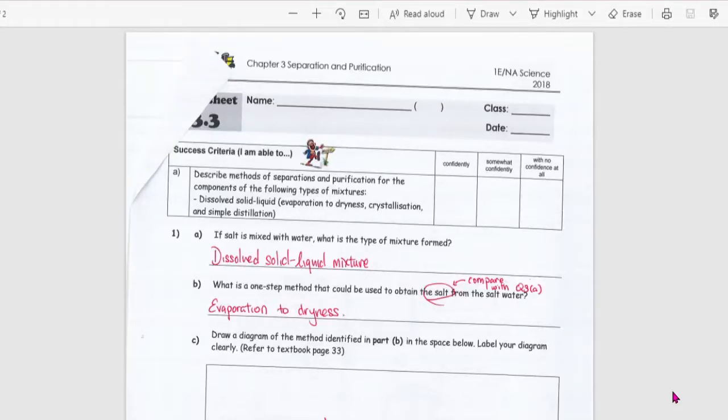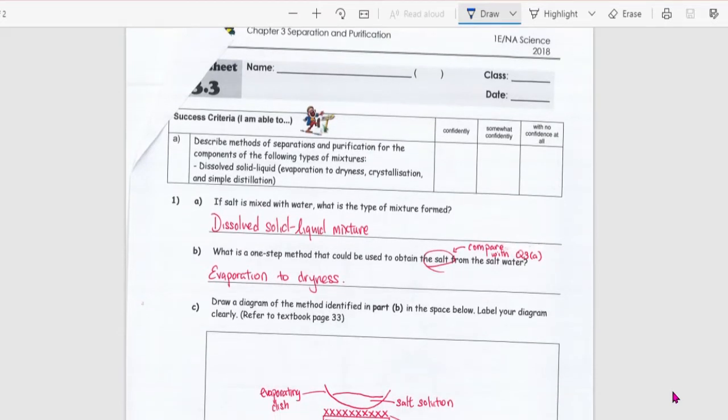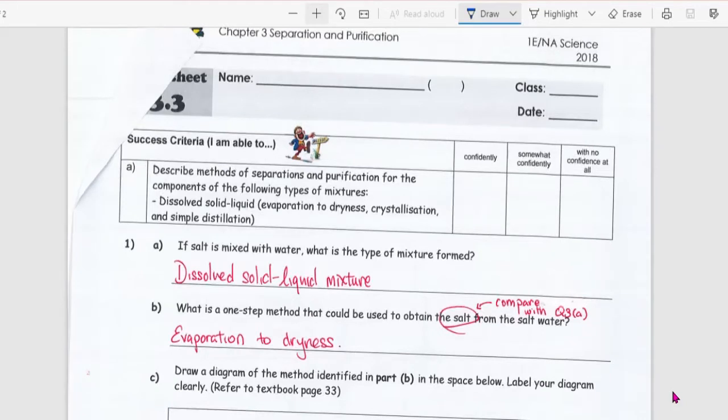Okay, so this is worksheet 3.3 for separation techniques. So let's go through the answers. Question 1: if salt is mixed with water, what type of mixture forms? Because the salt will dissolve in water, we call it a dissolved solid-liquid mixture.